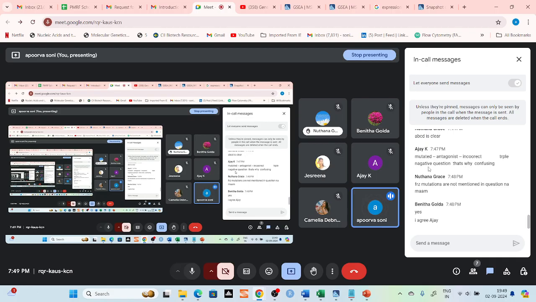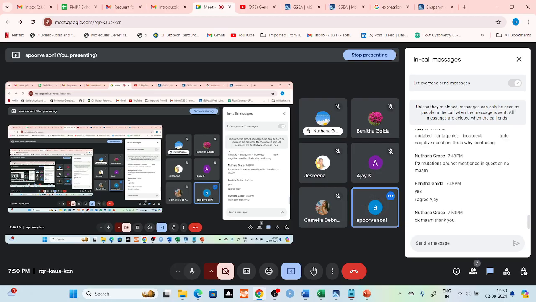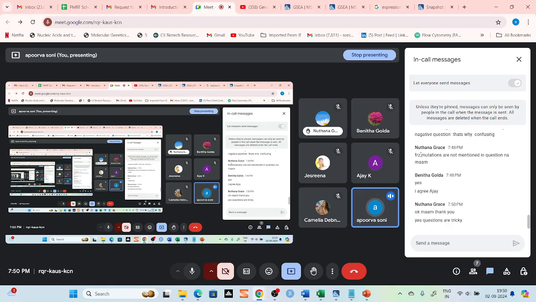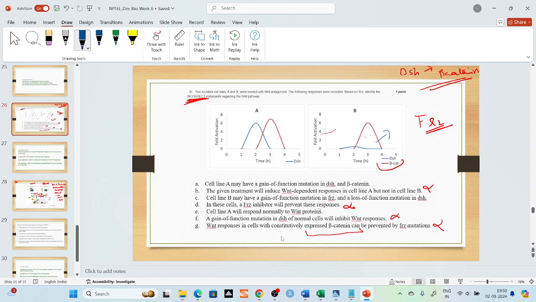It is a negative question. I thought it was a little tricky question, because here first they are saying that they are using an antagonist, so antagonist should not be there, and again they are saying that you have to select the incorrect options. So it becomes difficult to decide whether you have to look for the incorrect one or the correct one. So it becomes a little confusing. The question is a little tricky. Okay.